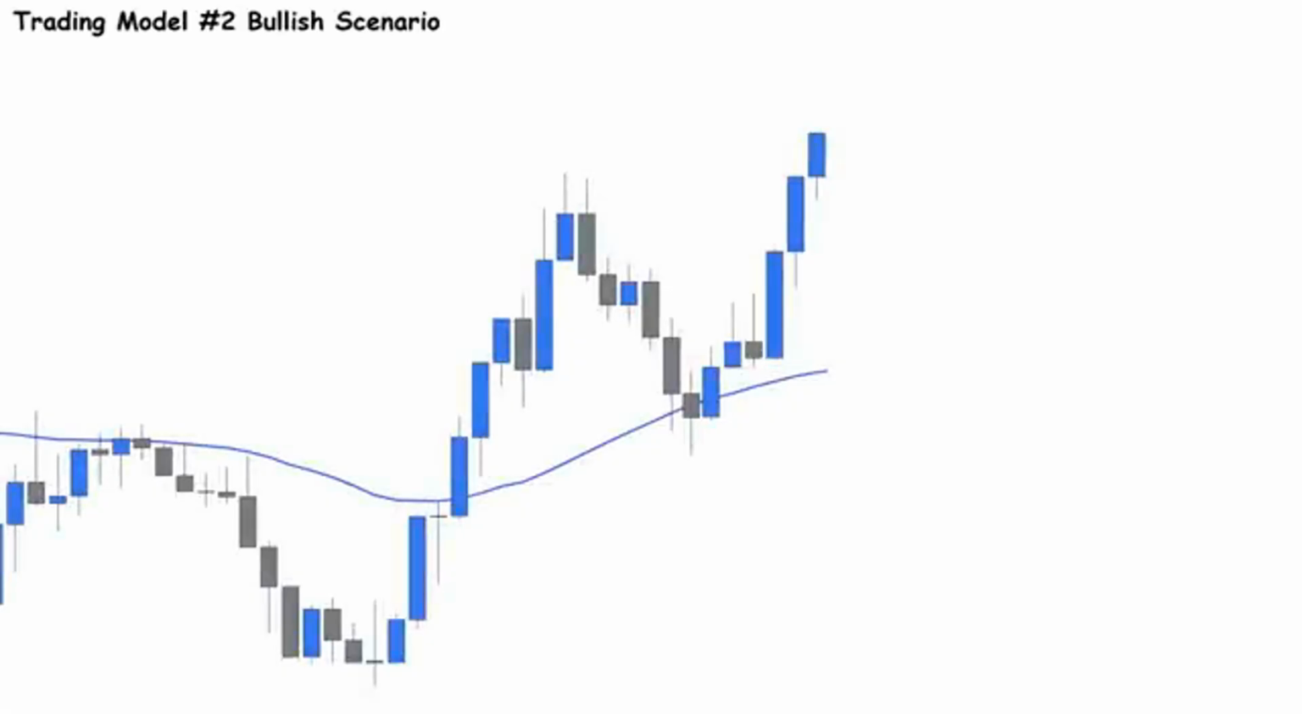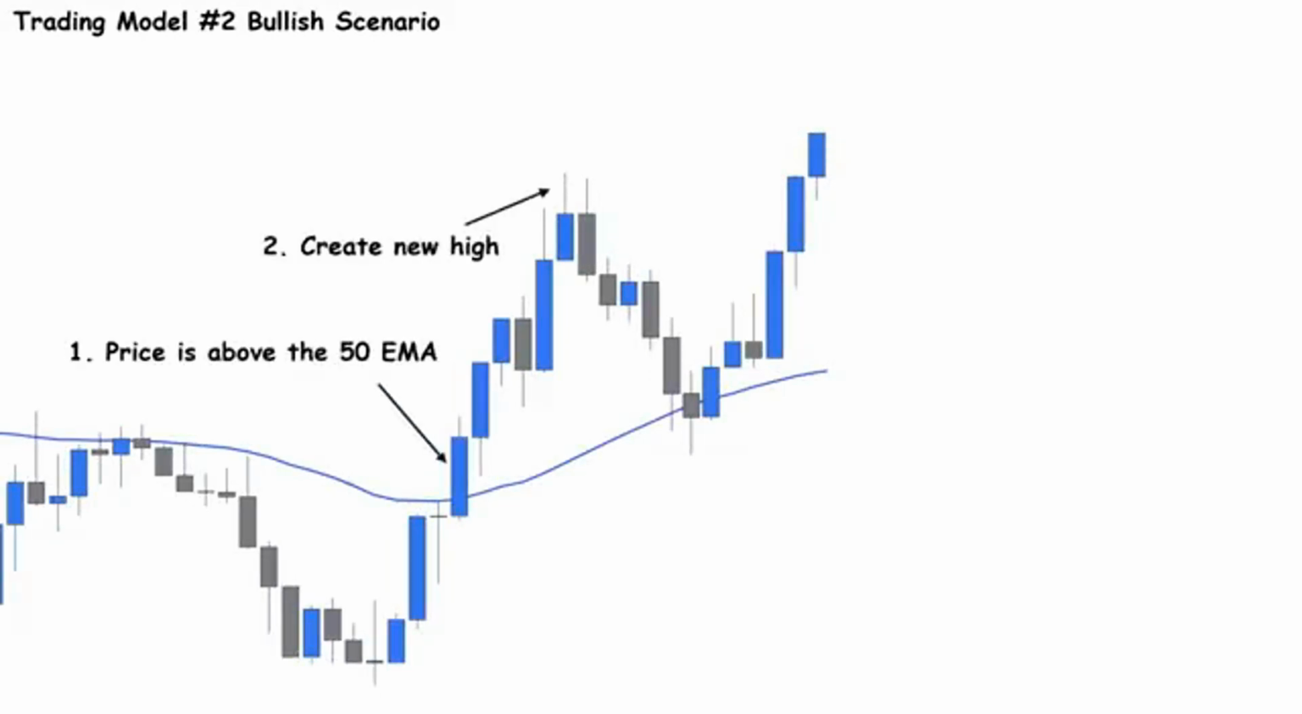This trading setup is identical to the first one, with 2 major qualifications. As before, in the first step, we want to see the market trading above the 50 EMA and create a new high in the bullish scenario. Then we wait for a 2 candlestick pullback, but the difference here is that the pullback must touch the 50 EMA. So that's one change in the rules.